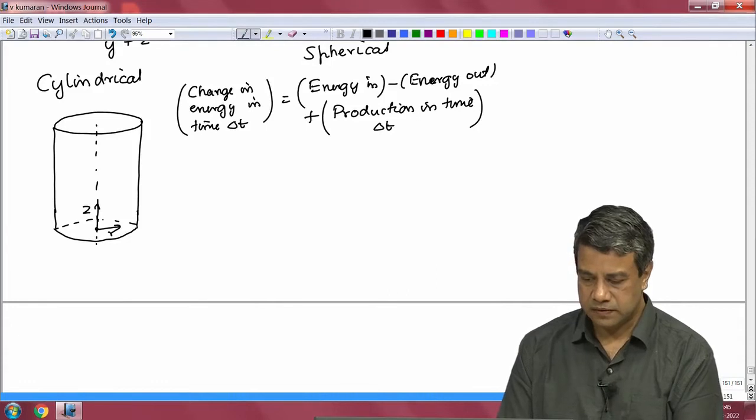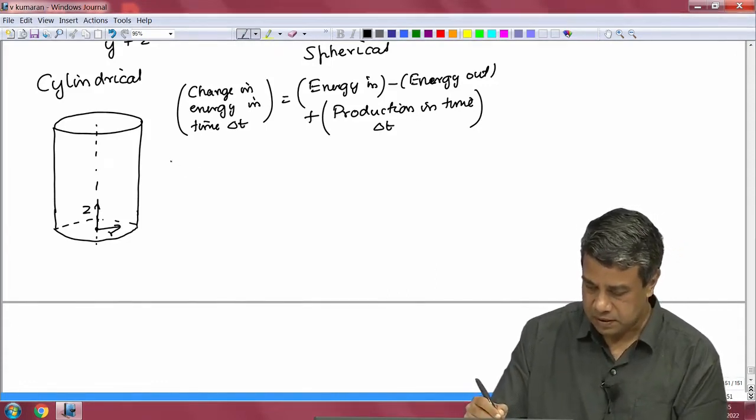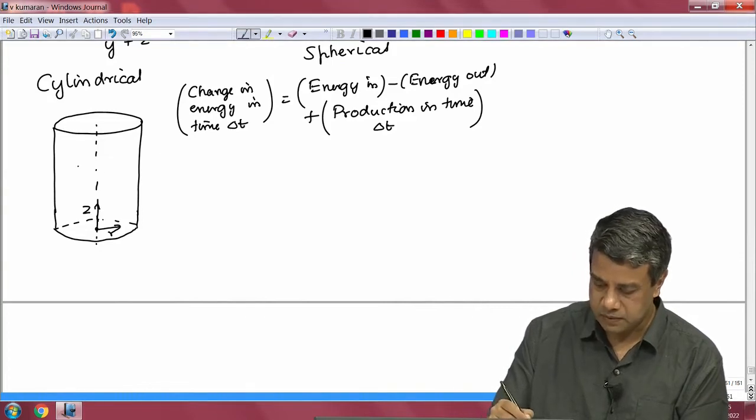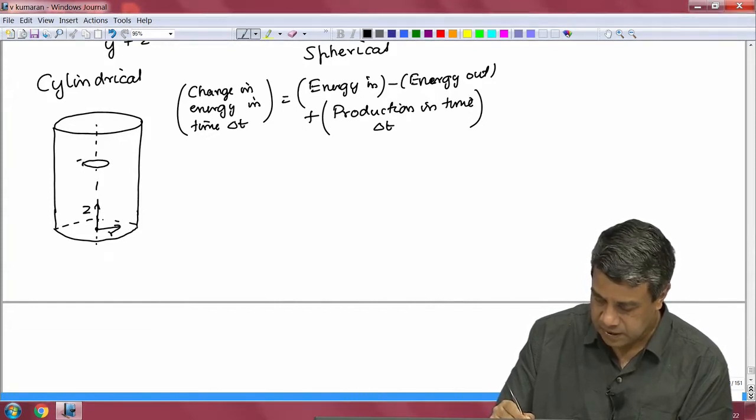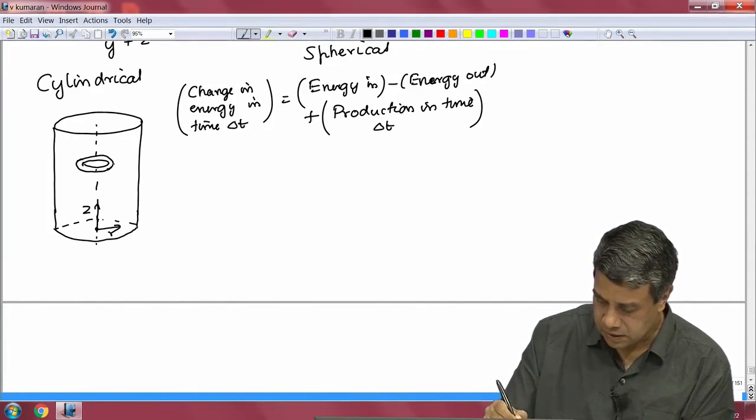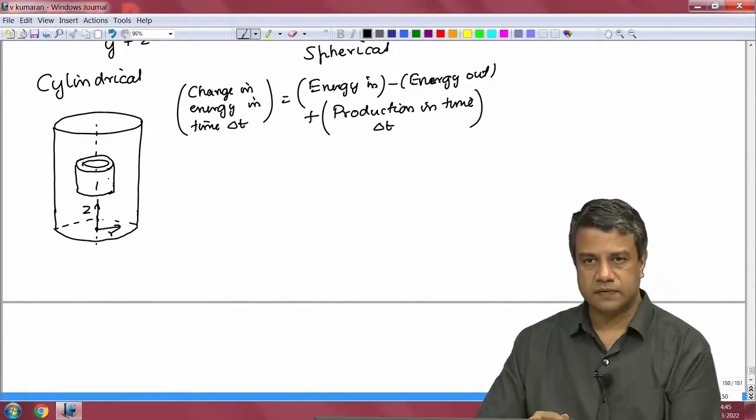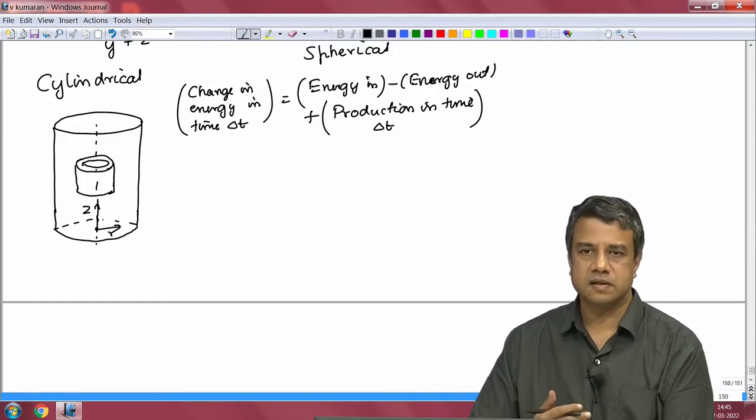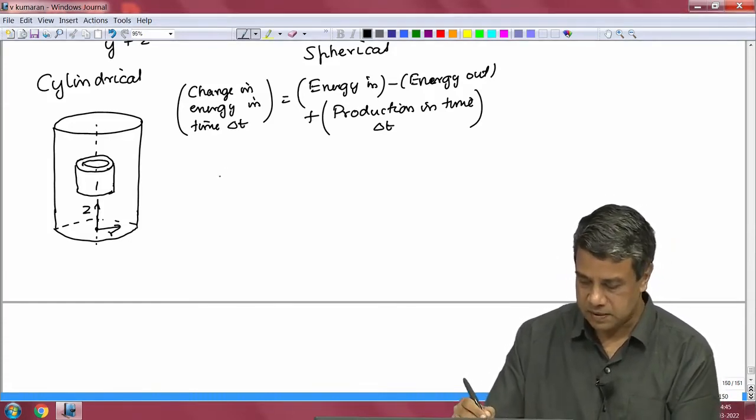So, if I take, for example, a side view, what I will see is that the surfaces of constant coordinate are cylindrical surfaces. Each surface is at a constant distance from the axis.